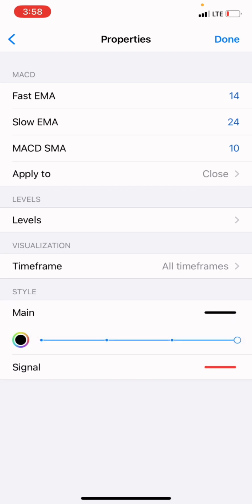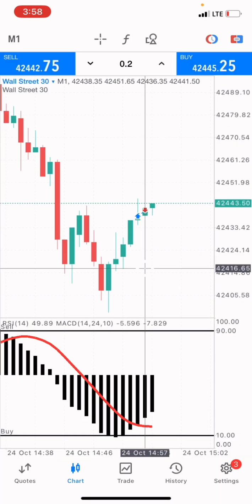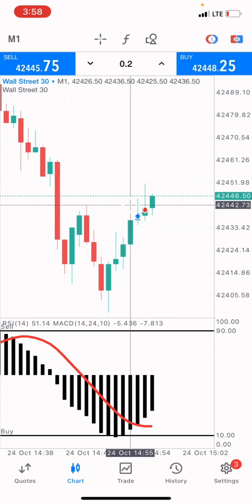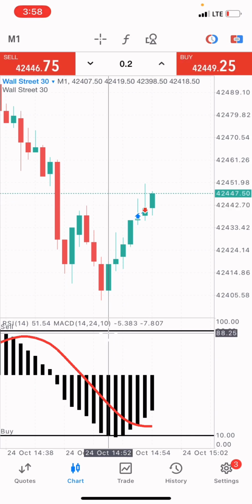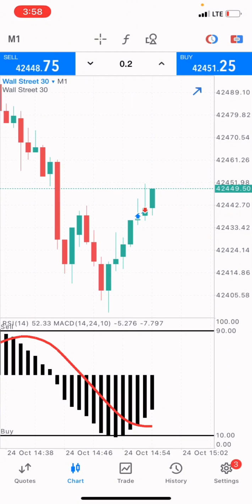Then the MACD: main on 4, color black, signal color red, fast EMA 14, slow EMA 24, MACD SMA on 10. All right, now this is a very good indicator for you to always trade this market. You can see when the MACD gets to this level of 10, the market will buy. Let's trace it with me, guys. From here you can see the market is buying right now.